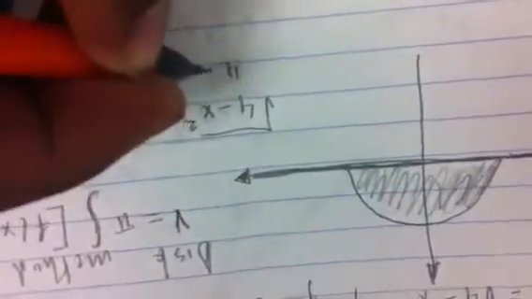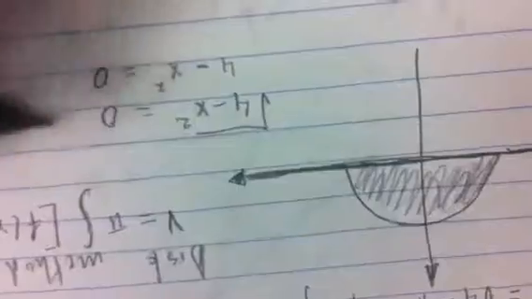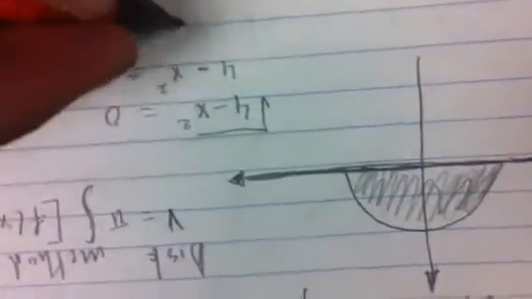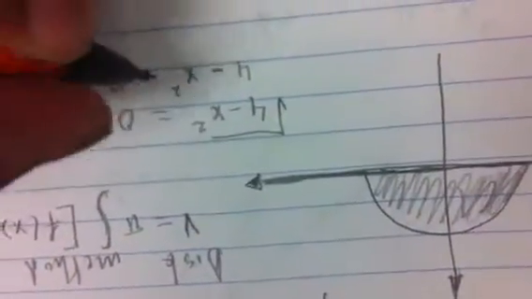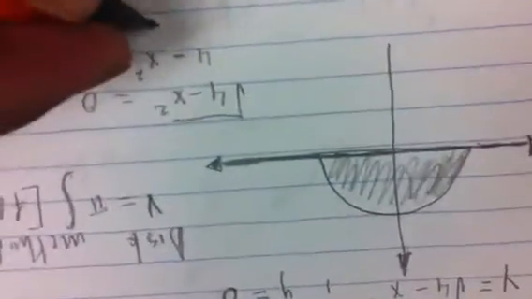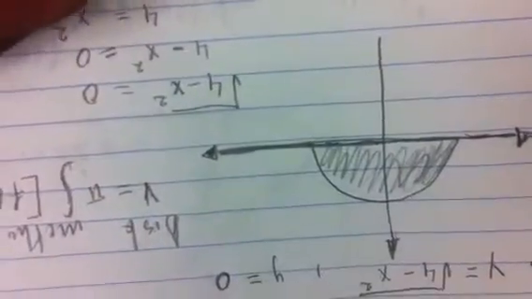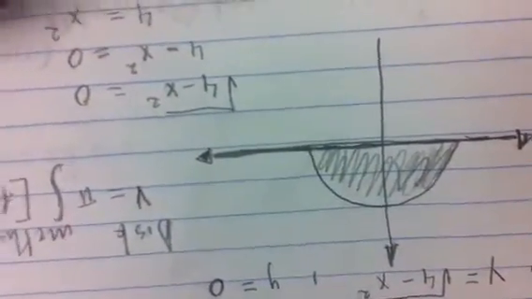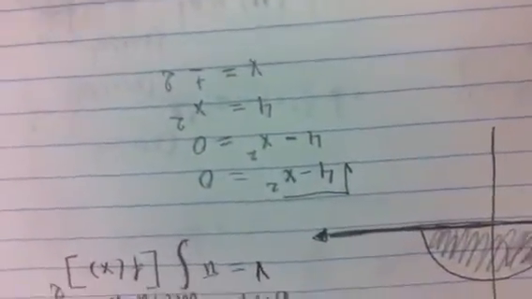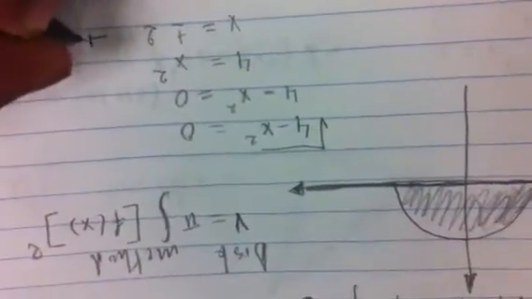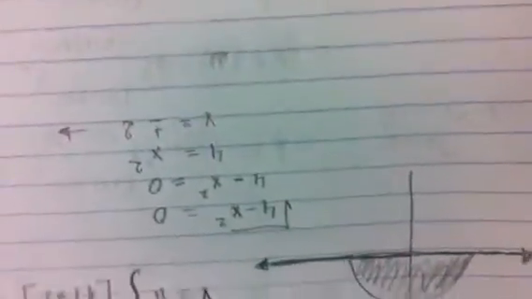So it's just algebra. We're going to square both sides. So we end up with 4 minus x squared is equal to 0, right? Now, we want to isolate x squared. So 4 is going to be equal to x squared. So x is going to be equal to plus or minus 2. Right? So our intersection points are going to be negative 2 and 2.